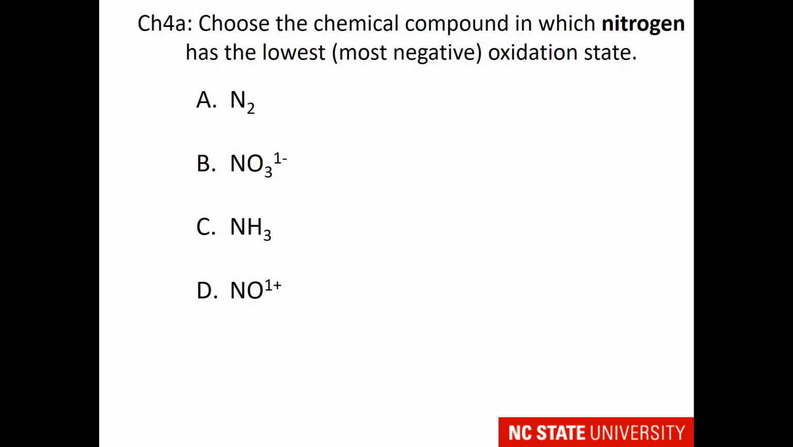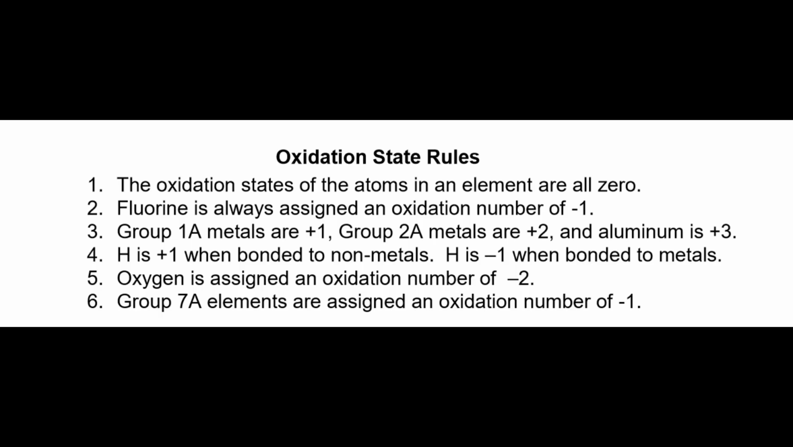Choose the chemical compound in which nitrogen has the lowest, which means the most negative or closest to negative, oxidation state. Here is an example of the oxidation state rules from a previous test. This is the set of rules we work with.